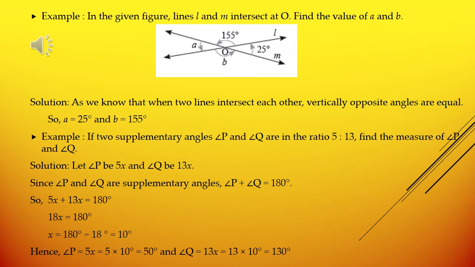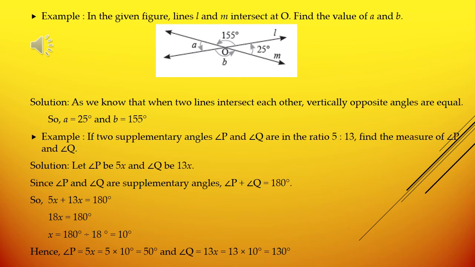Next is an example related to intersecting lines. As we all know, when two lines intersect each other, they form vertically opposite angles. Like in this figure, you can see that B is equal to 155 degree and A is equal to 25 degree because they are vertically opposite to each other. This concept we can apply only in the case of intersecting lines and nowhere else.